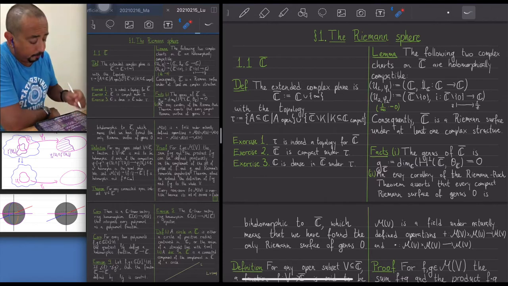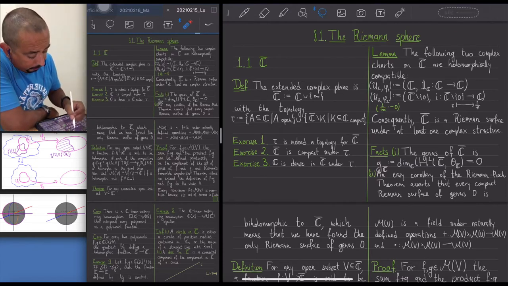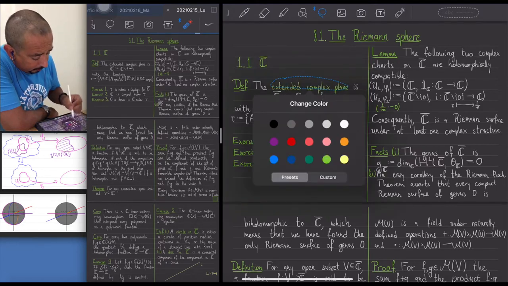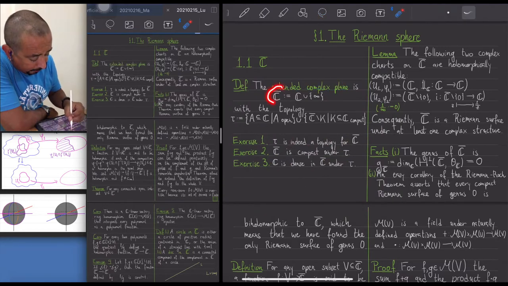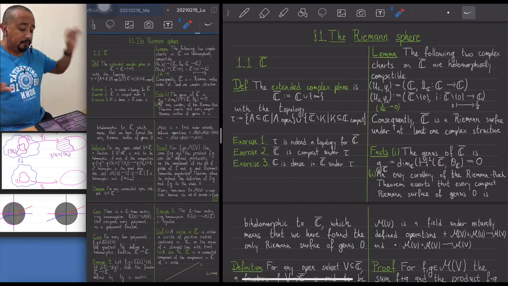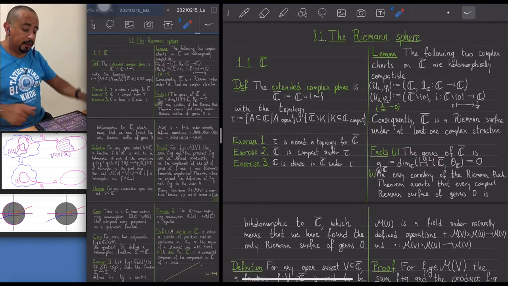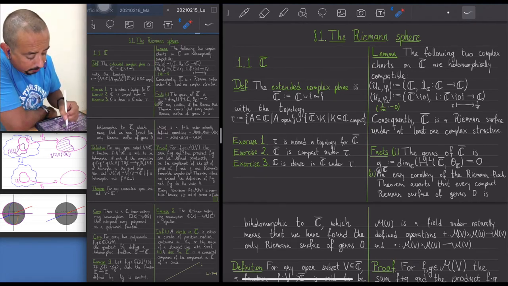Okay, so let's start with the extended complex plane, which is defined as a set as the set C bar obtained by adjoining a point at infinity to the complex plane. So we have the complex plane, and then we put one extra point at infinity with a certain topology. A topology where all the open subsets of C are open for C bar, and moreover, the complements in C bar of the compact subsets of C.